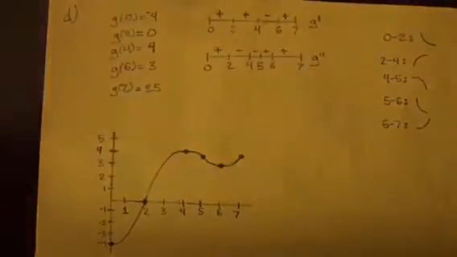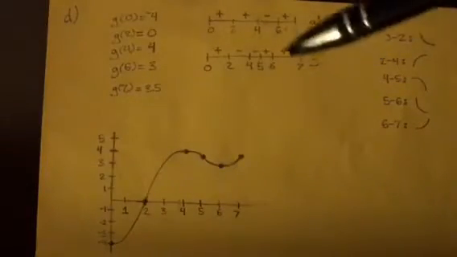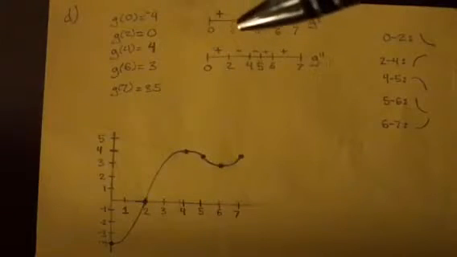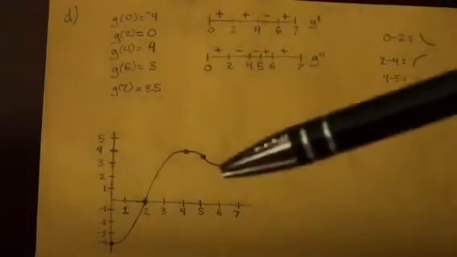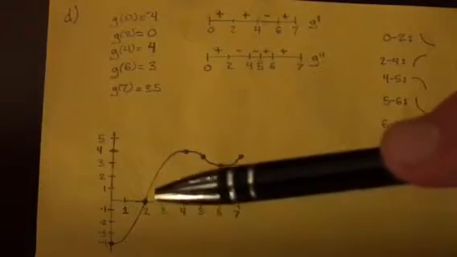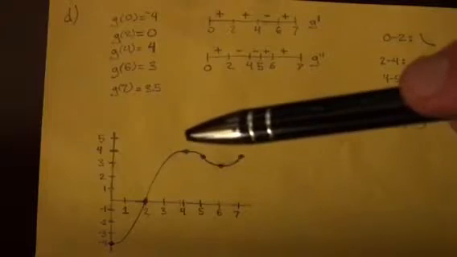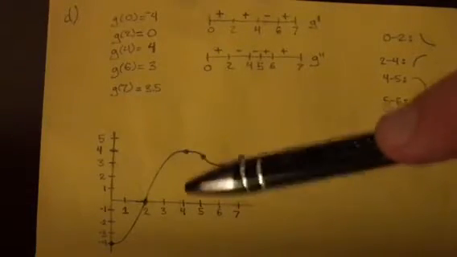The graph of G from 0 to 2 would have a positive slope going upward that is increasing over the period 0 to 2. And then if G prime is positive and G double prime is negative, like it is from 2 to 4, that means that its slope is positive initially and then decreases towards 0. And so at x equals 4.